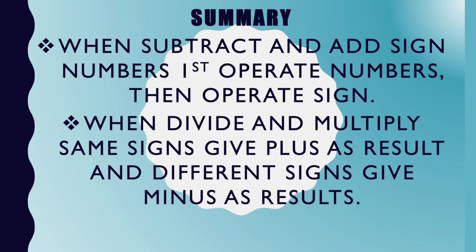Okay, this is going to be a summary. When you subtract and add signed numbers, first operate the numbers and then operate the sign. When you divide and multiply, same signs give plus as a result, and different signs give minus as a result. That is the summary.